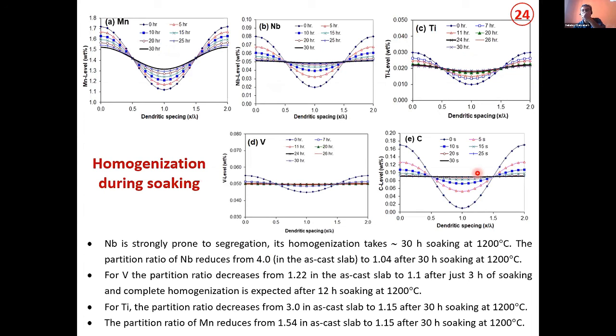And we know carbon homogenizes very fast because it's an interstitial solute. Its diffusion is very fast. But these elements, niobium, manganese, titanium, vanadium, their diffusion is relatively slower. So it's better if the initial segregation is less, as in vanadium, where the homogenization happens much more easily. So it takes much less time for homogenization.